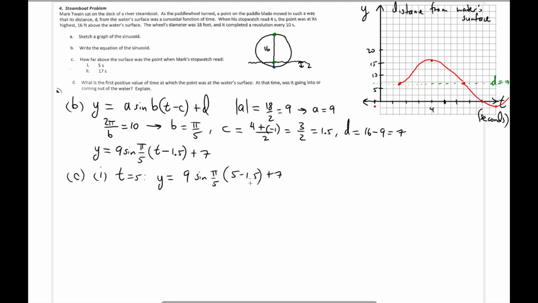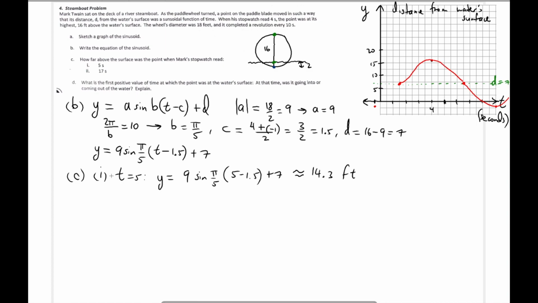Okay, but so 3.5 times pi divided by 5, and then find the sine of that. Make sure you're in the radian mode, of course. Find sine of that multiplied by 9, and add the 7 after that in your calculator. You should get something like 14.3 feet. All right, and it makes sense here, right? Because if this is 5, 14.3 makes sense with this position, right? It's below 15, as you can see, but above 12.5, right? So it makes sense with being about 14.3.